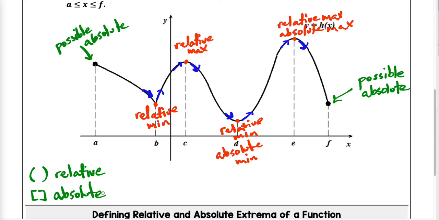From a picture, is this pretty straightforward? Like, did you kind of halfway know a lot of this already? Okay.